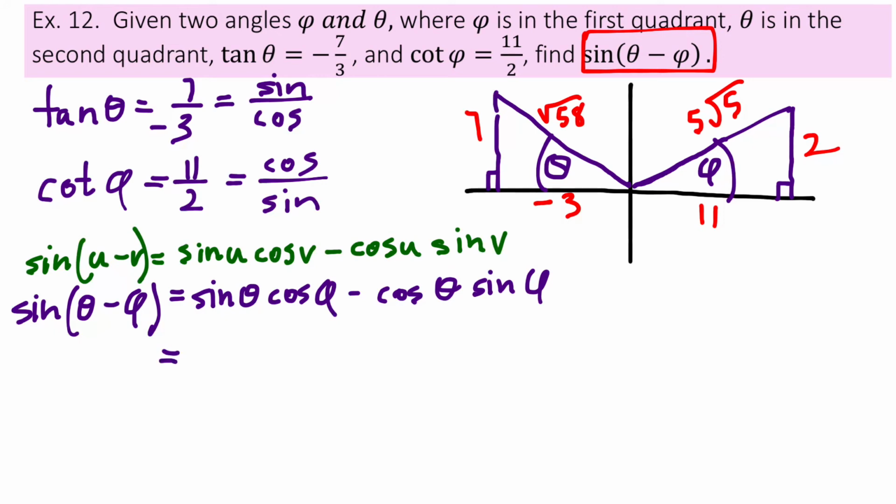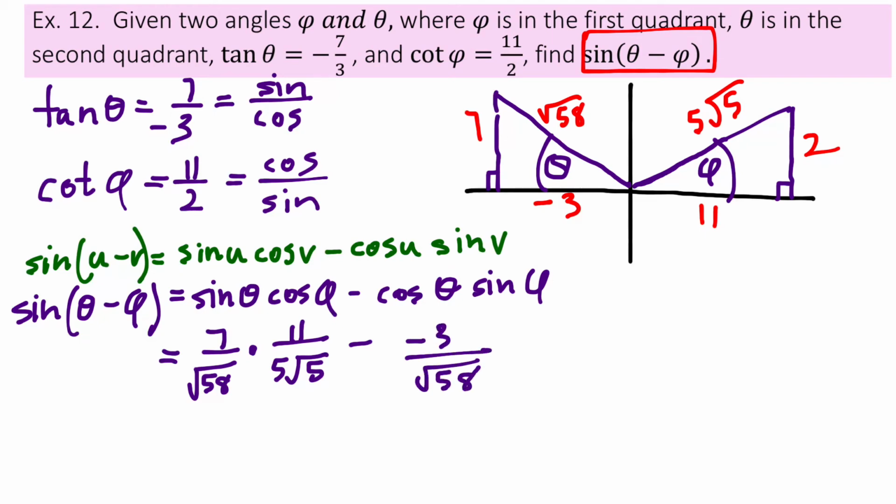So I've got the sine of theta first. So that's going to be 7 over root 58. And then the cosine of phi, so that's 11 over 5 root 5. And then I've got the cosine of theta, so that's negative 3 over root 58. And then the sine of phi, which would be 2 opposite over 5 root 5.